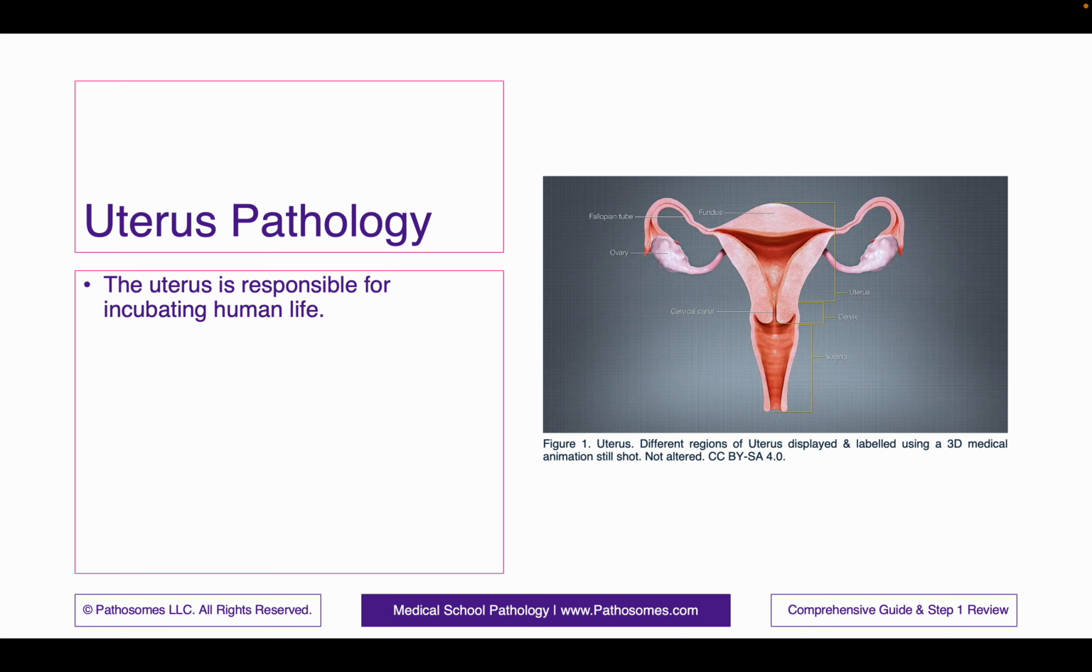Now, uterus pathology. For some reason I just feel all warm and cozy. The uterus is responsible for incubating human life. Let that sink in for a minute. Okay.